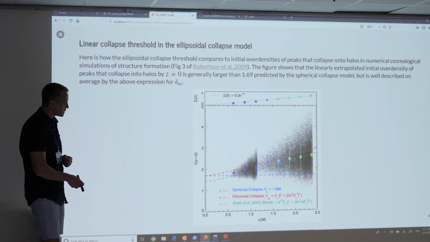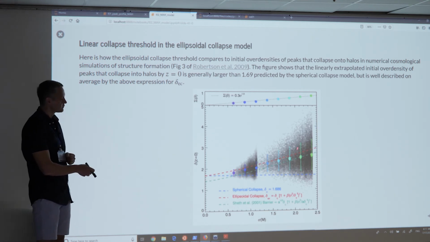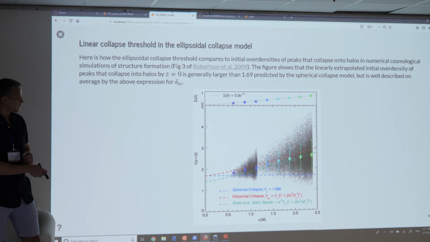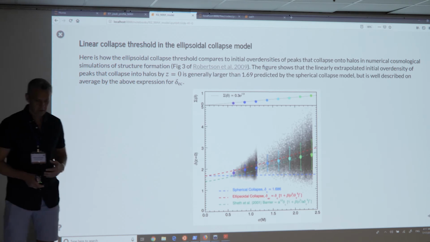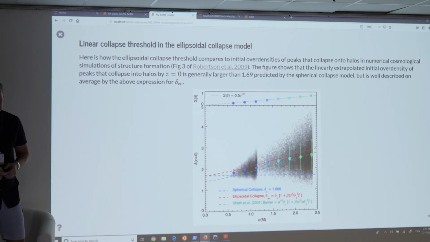At small sigmas or large masses, the two predictions are similar, but at low masses the spherical collapse prediction underestimates the collapse overdensity. In other words, it's harder for a typical perturbation of galaxy scale mass to collapse compared to the spherical collapse prediction.